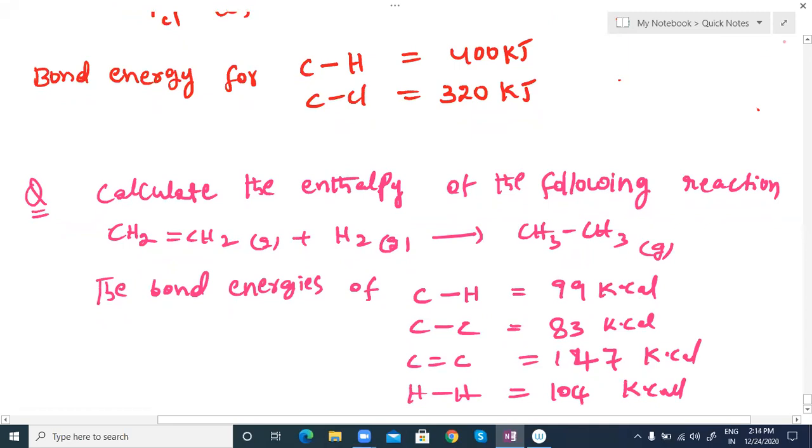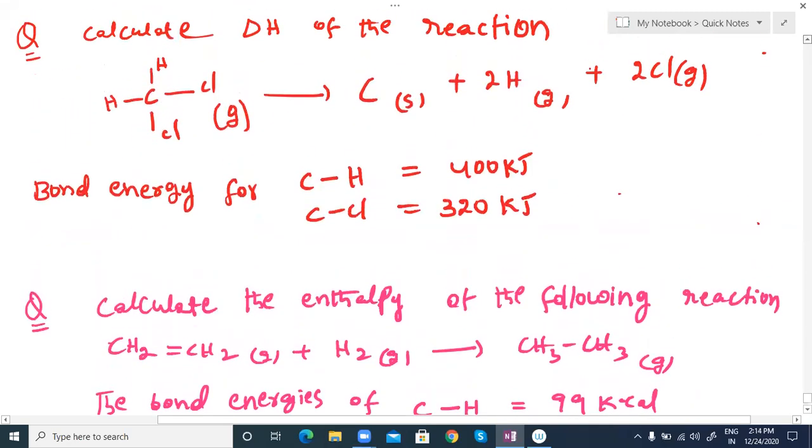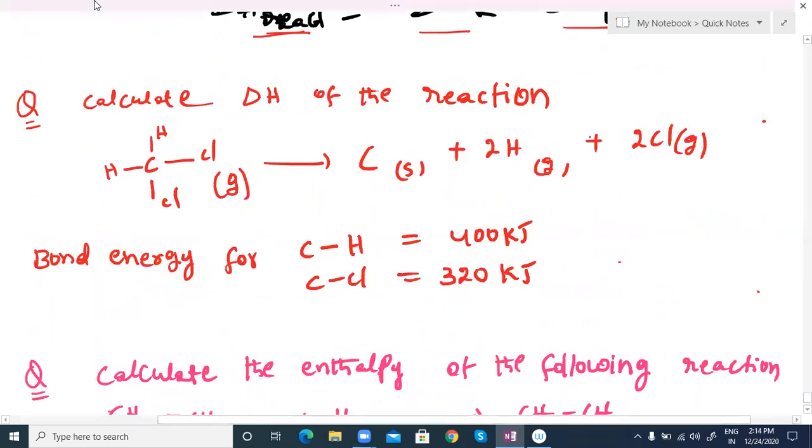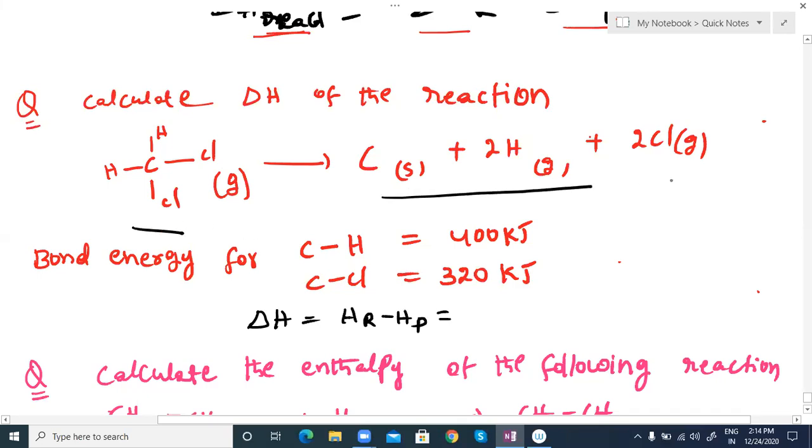Try these questions. Here, when they give bond energies, the delta H formula is very simple. Delta H equals H reactants minus H products. So here, how many C-H bonds? 2 C-H bonds. Reactants first, we can take: 2 into 400 plus how many C-Cl bonds? 2 C-Cl bonds.